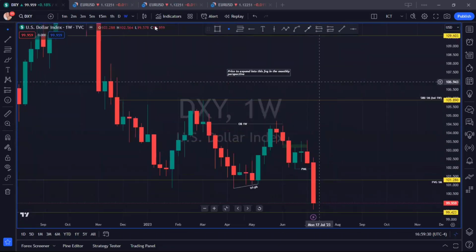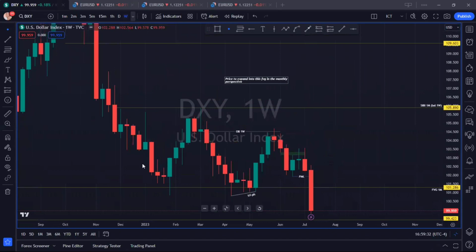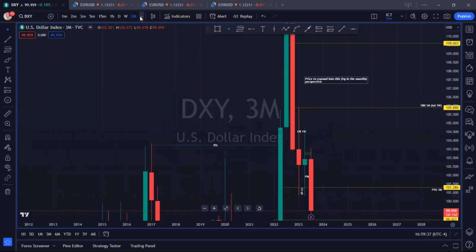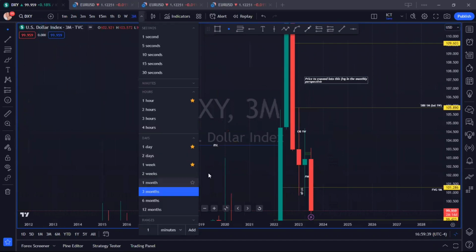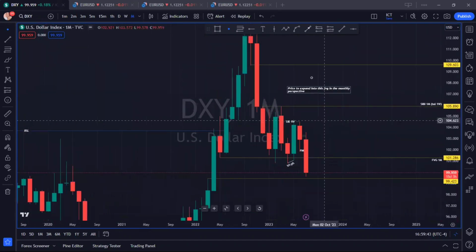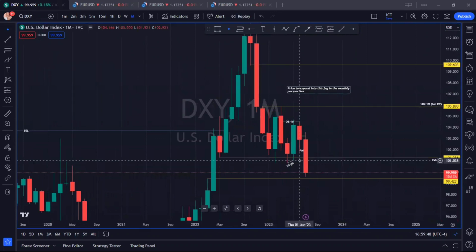You can see this gap right here in the monthly time frame. So this is the monthly time frame. I was expecting price to go there. I wasn't actually expecting this low to be taken, and as you can see, it did, right?